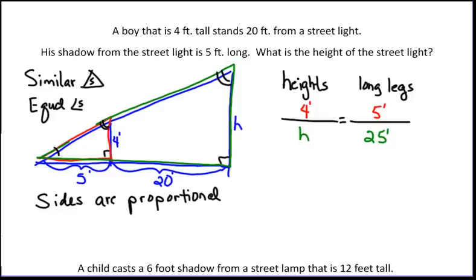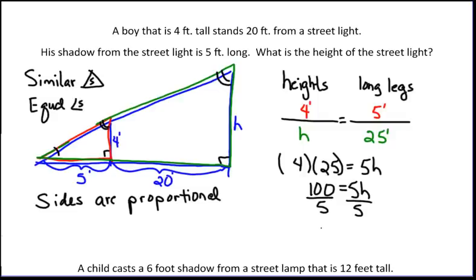Let's go ahead and solve this problem by multiplying. 4 times 25 is equal to 5h. Dividing by 5 on both sides, we end up with 20. That stands for the height of the street light, so that will be 20 feet.